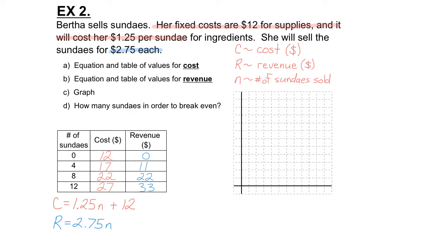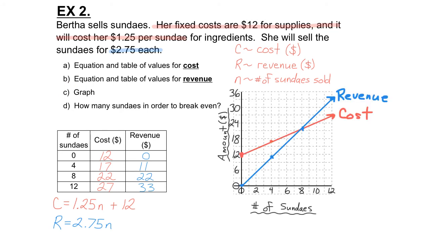So if you tried that and you didn't get these numbers, try to figure out where you went wrong, but you can also let me know and I can help. Okay, so now we're going to make a graph. I put the number of sundaes along the bottom because that is my independent variable. Cost and revenue are my dependent variables, so I just put them along the y-axis. I plotted my points, drew my lines of best fit, and I labeled my lines, put an arrow on each of them.